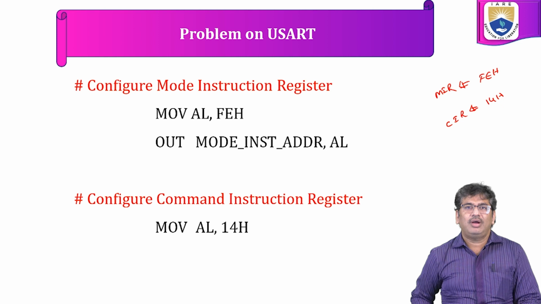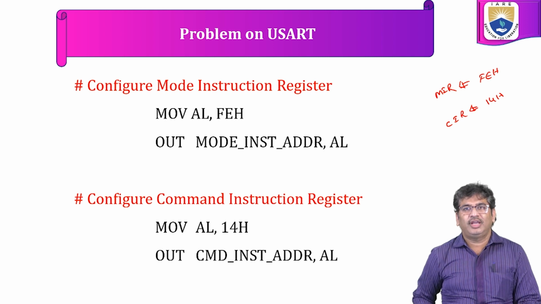So move AL comma 14H. This AL content will now be transferred to the command instruction register by using the OUT instruction: OUT command instruction address comma AL. So now this set of instructions is for configuring both the mode instruction register and the command instruction register.